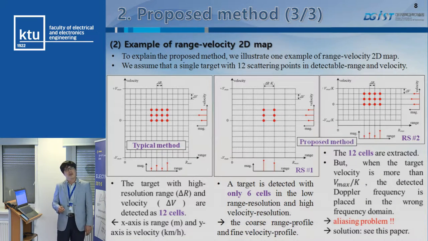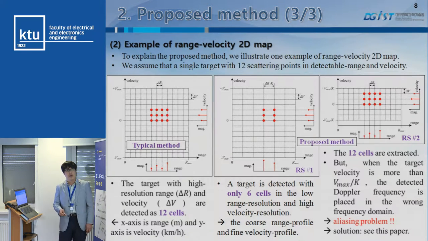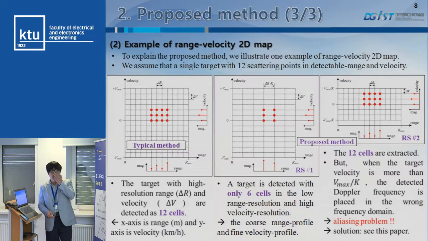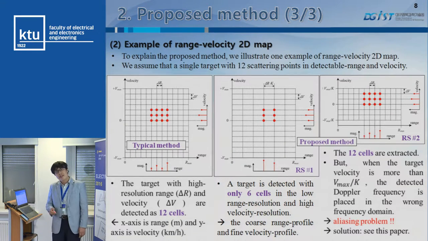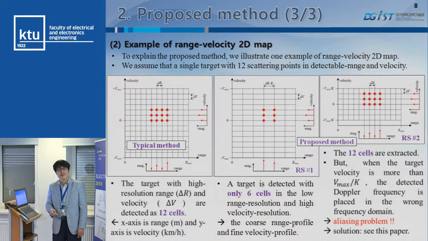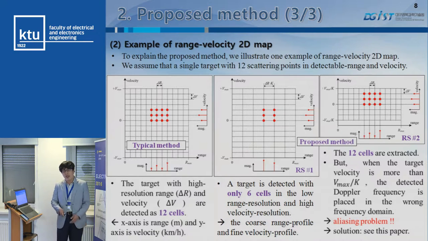In the proposed method, in the first ramp sequence, just 6 cells are detected, with a low range resolution and high velocity resolution. So in this sequence, the coarse range profile and fine velocity profile are extracted. Next, in the second ramp sequence, 12 cells are extracted, but when the target velocity is more than Vmax over K, the detected Doppler frequency is placed in the wrong frequency domain. This is an aliasing problem, but there is a solution. See this paper for details. To save presentation time, I skipped this detail.